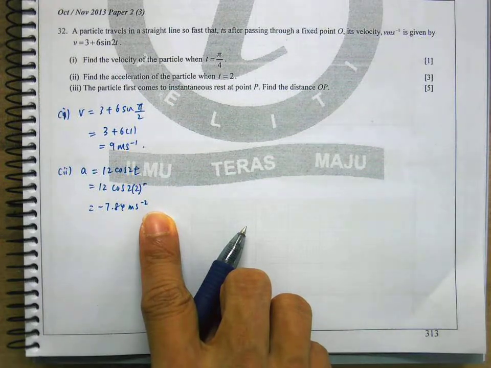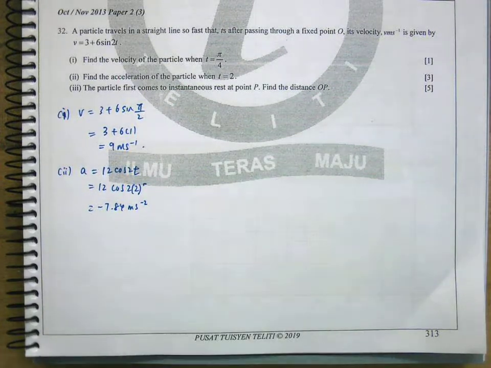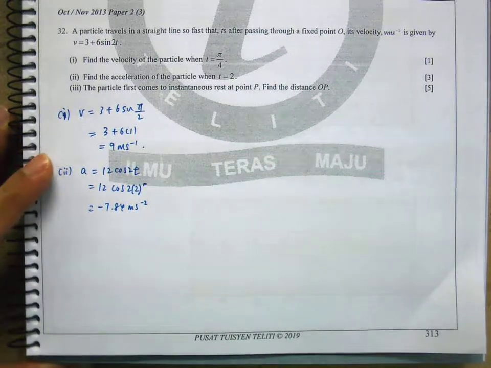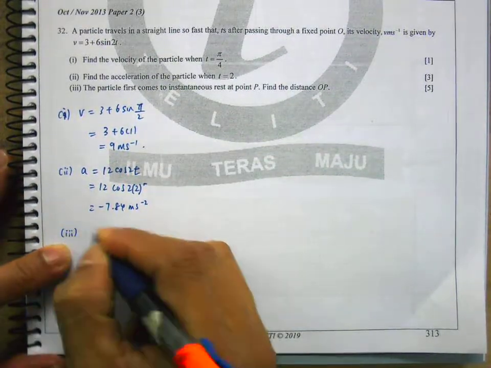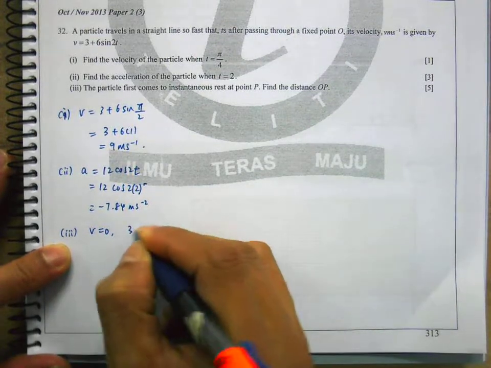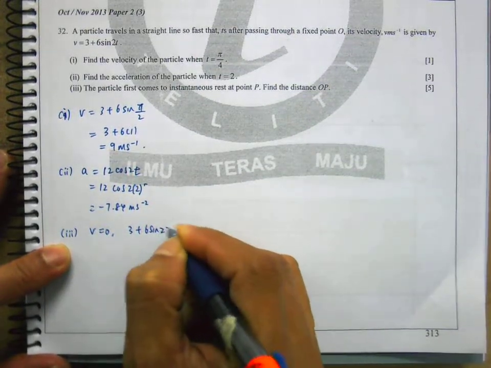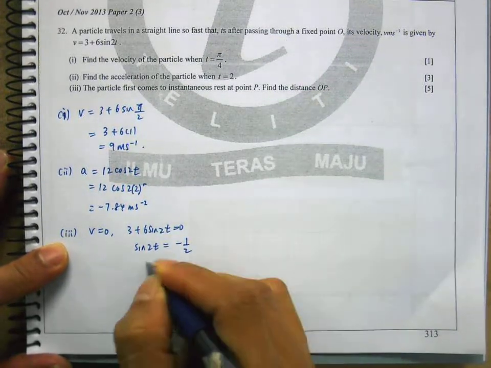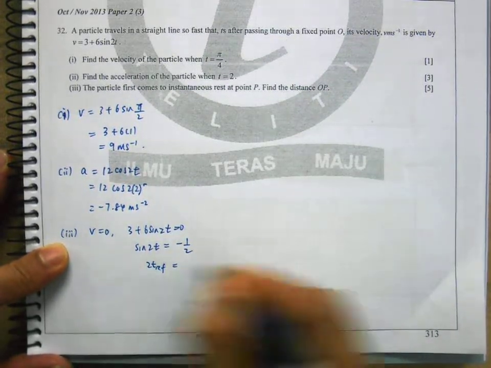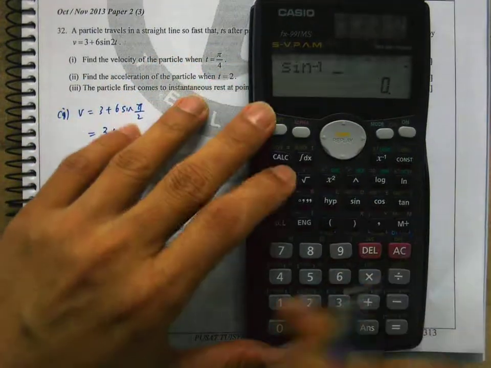Okay, the particle comes to instantaneous rest at point P. Find the distance OP. Okay, when will it come to instantaneous rest? When v is 0, we let this be 0. sin 2t is negative 3 over 6, which is negative 1 over 2. So again, we have to find your reference angle. If you shift sine, remember, drop the negative.